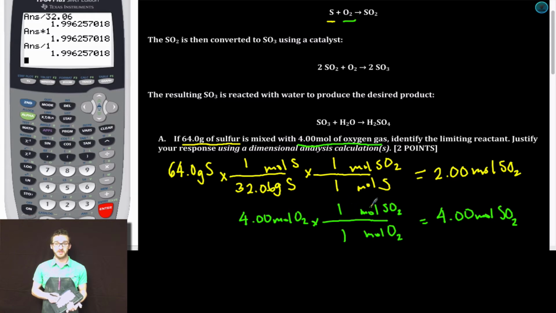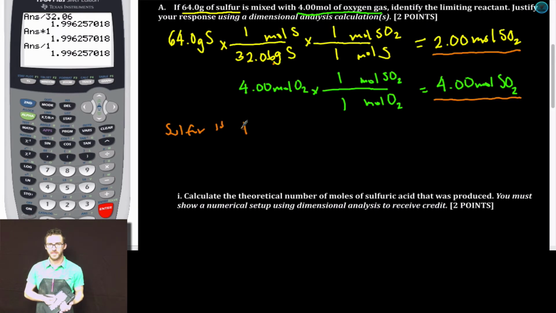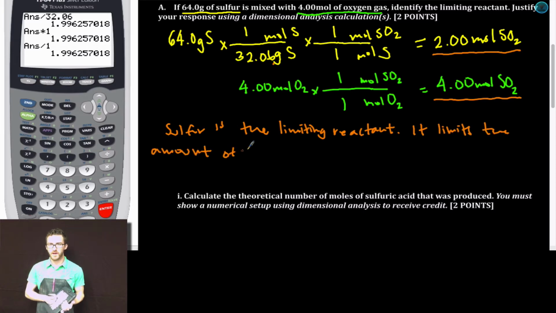Now the question becomes, which reactant, my 64 grams of sulfur or 4 moles of oxygen gas, is going to limit the amount of product that I can make? Look at our two calculations. Notice that 64 grams of sulfur could only make 2 moles of SO2, while 4 moles of oxygen could make 4 moles of SO2. The limiting reactant is the one that limits how much product can be made. In this case, the 64 grams of sulfur. Sulfur is the limiting reactant. It limits the amount of SO2 that can be produced.